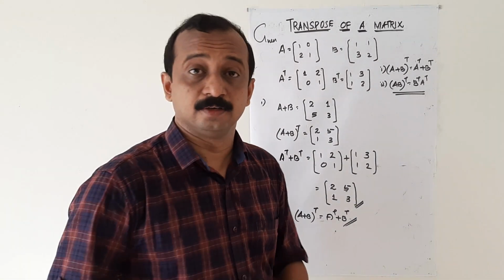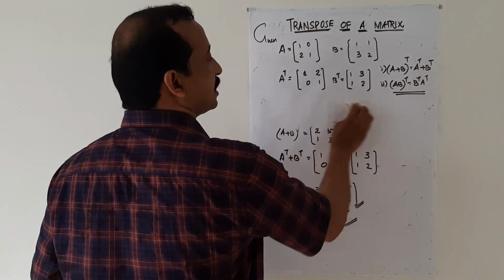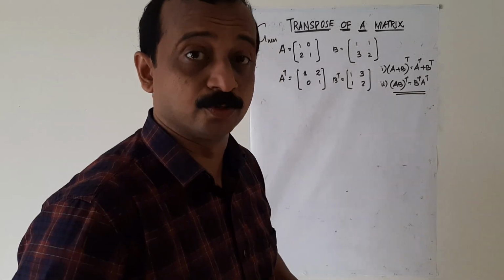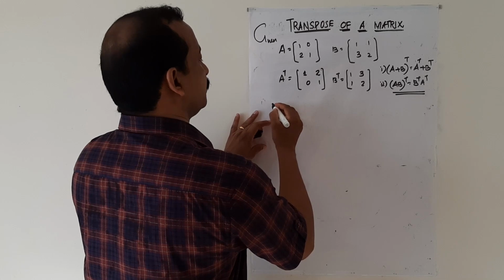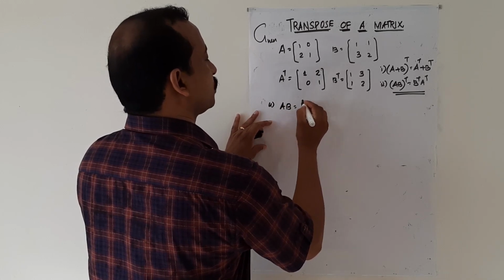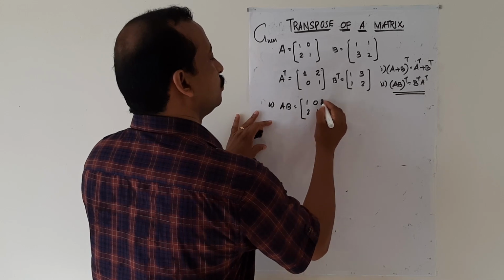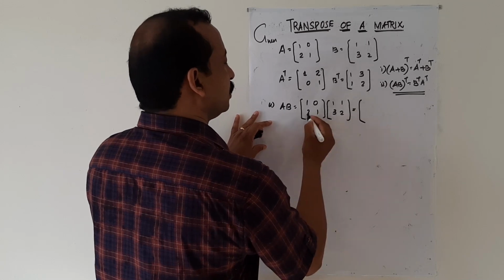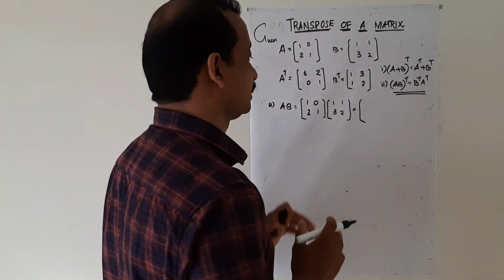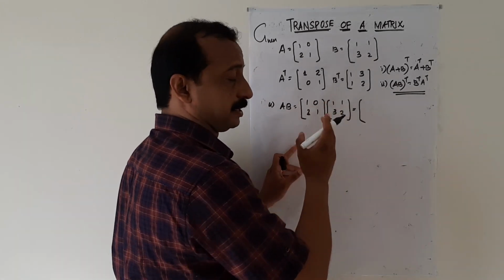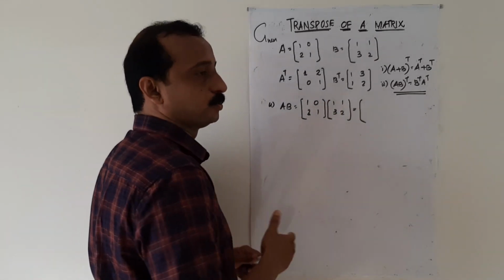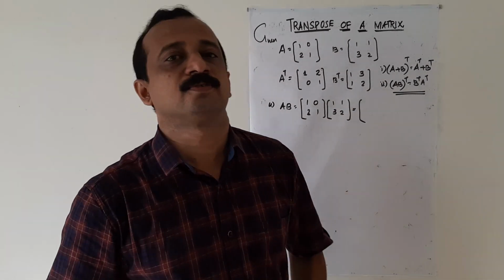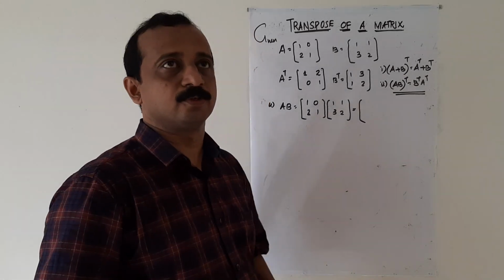Okay, now we verify our second property, (AB) the whole transpose is equal to B transpose into A transpose. So first of all we find AB, that means the product of A and B, that is [1 0; 2 1] into [1 1; 3 2]. You already know how to multiply two matrices. Matrix multiplication is possible because the order of the first matrix is 2 by 2 and the order of the second matrix is also 2 by 2. Here the number of columns of the first matrix and the number of rows of the second matrix are equal, and therefore the product of the two matrices is possible.